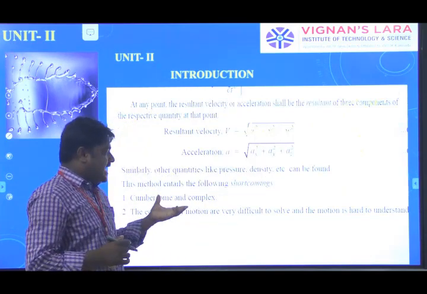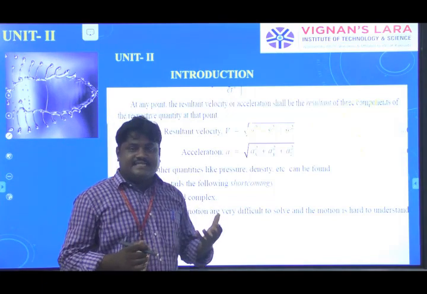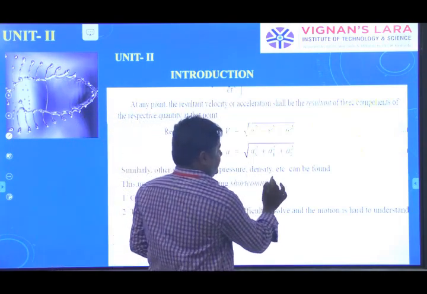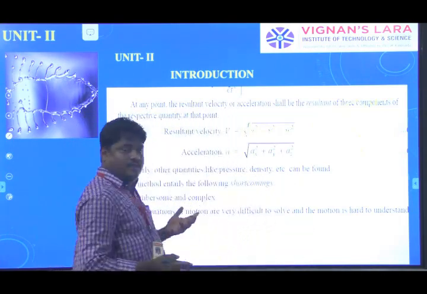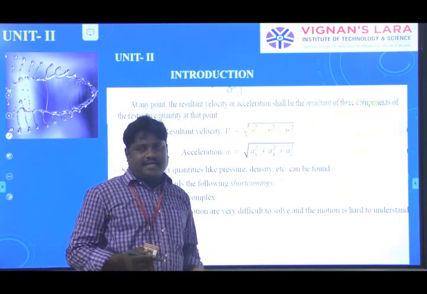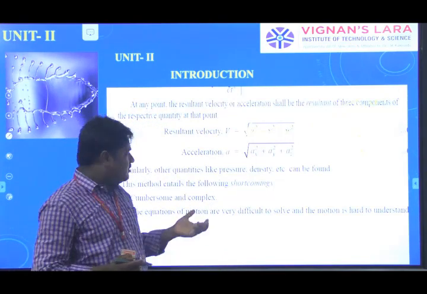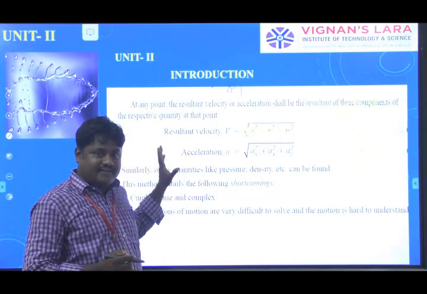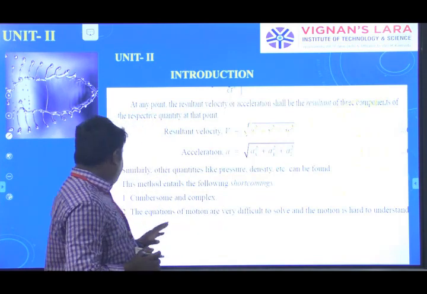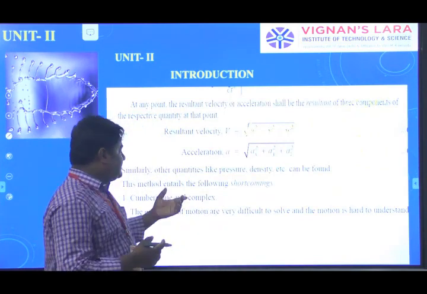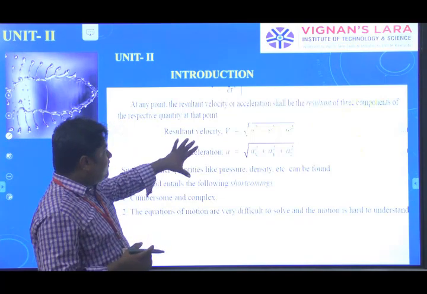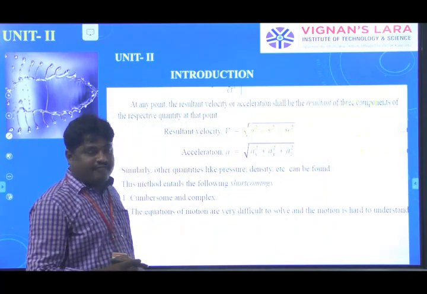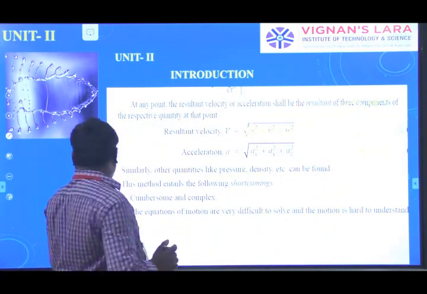Similarly, other quantities like pressure. Other quantities means the fluid properties or fluid characteristics, that is pressure, density, acceleration, velocity, surface tension, capillarity. Those are all the fluid properties. We know that pressure is force per unit area. We already discussed this in the first unit, fluid statics. These are some of the important parameters, and we are finding the velocity and acceleration.